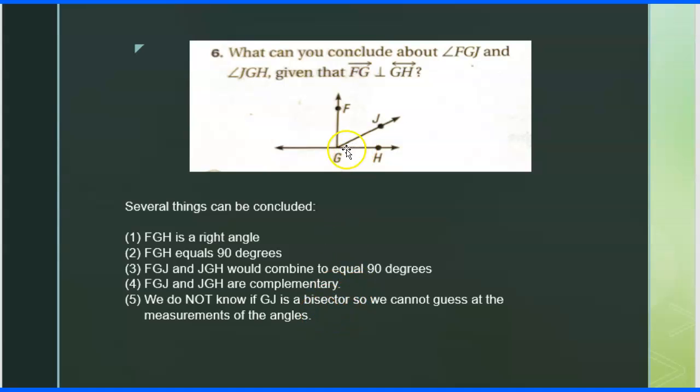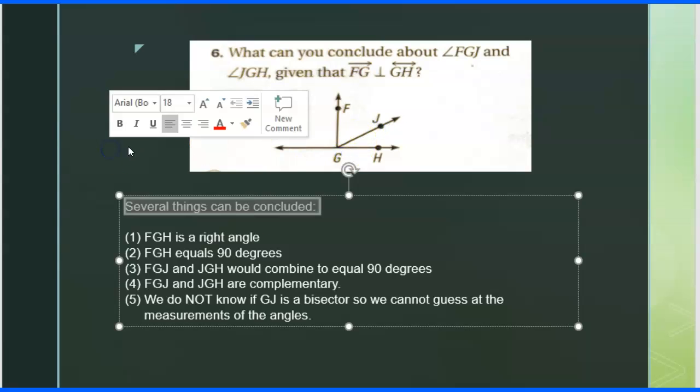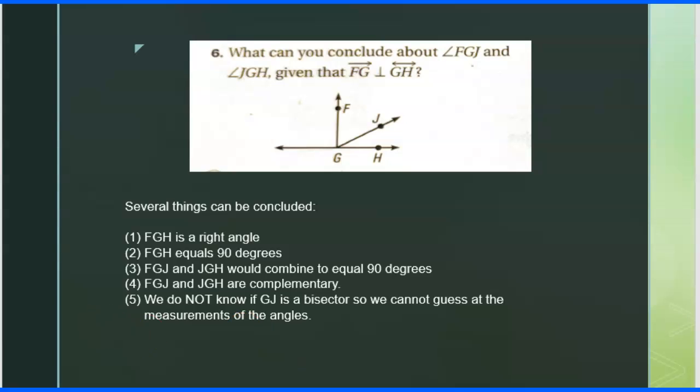We don't know, though, if GJ is a bisector, so we can't guess at the measurements of the angles. Don't go on to say that each of them is 45, because we can't do that. They have not told us that this is a bisector. So put down anything that you know. Show me what you know from these diagrams. And I believe there's a proof on the test where it's already done for you and you have to provide the reasoning.